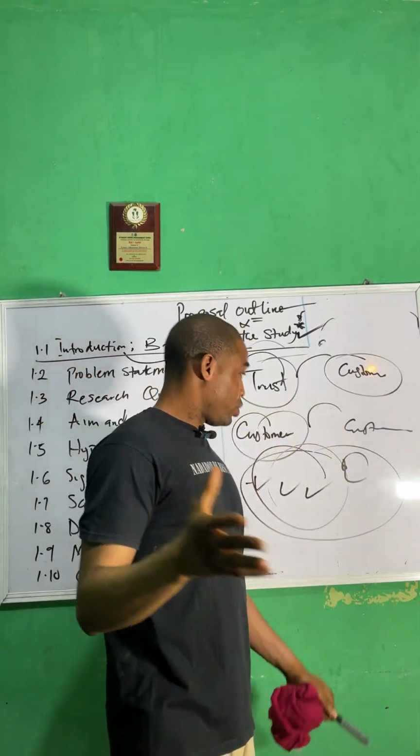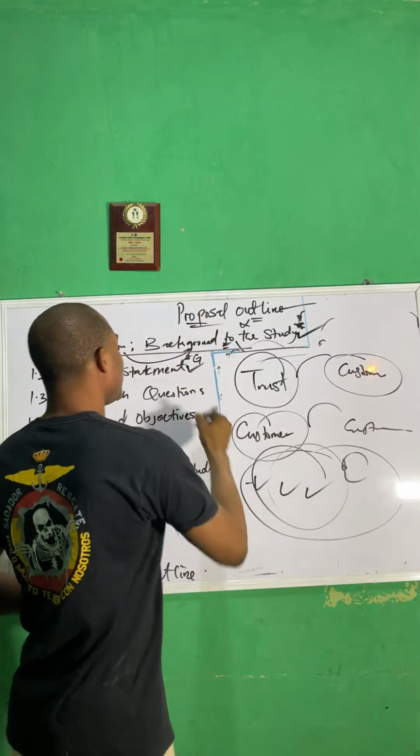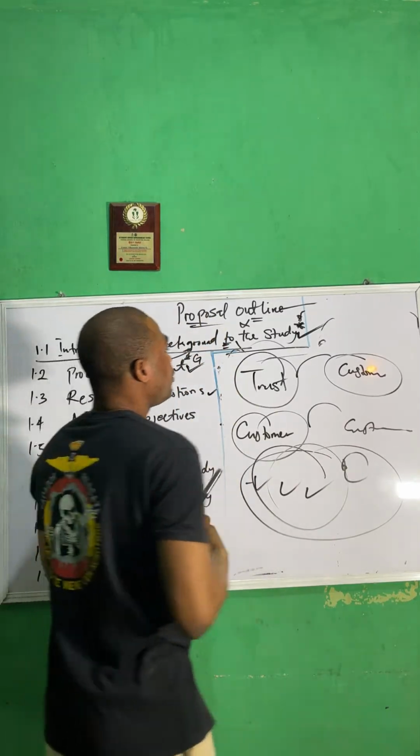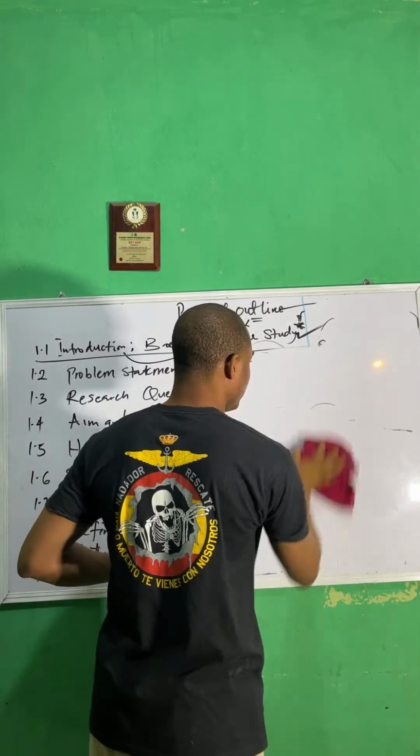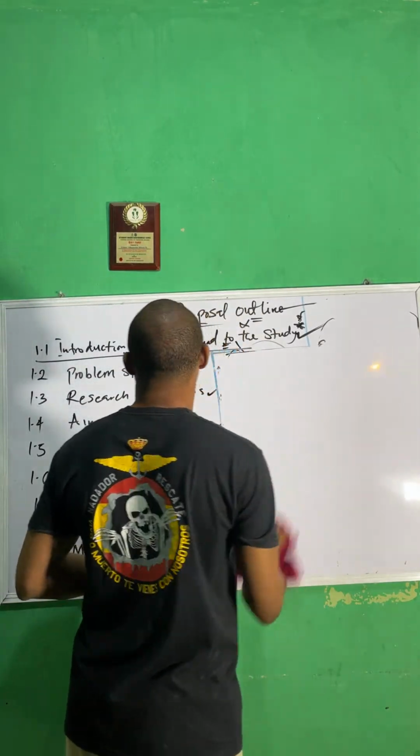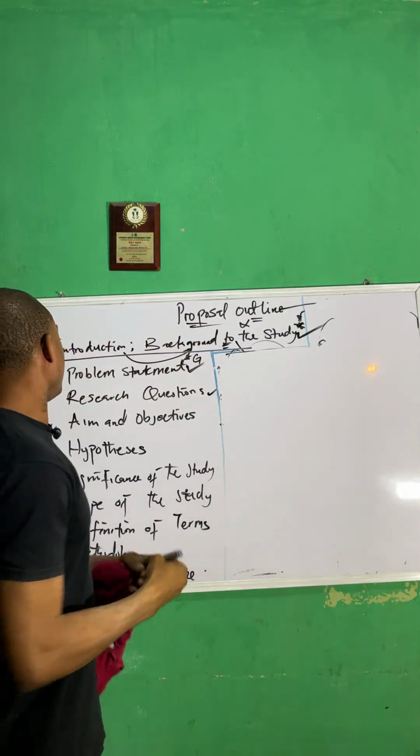You want to choose a topic. So the next thing is the research question. Research question comes directly from the statement of the problem.